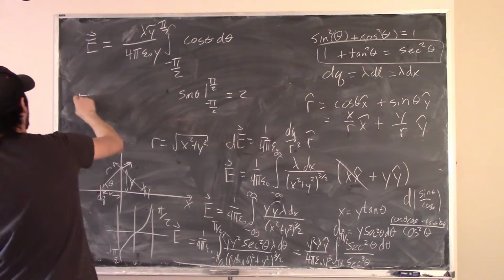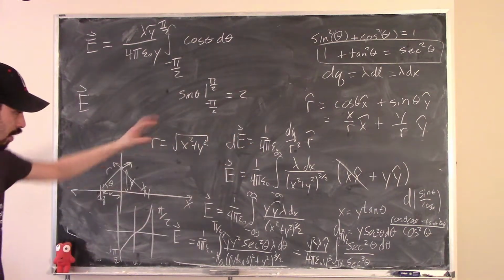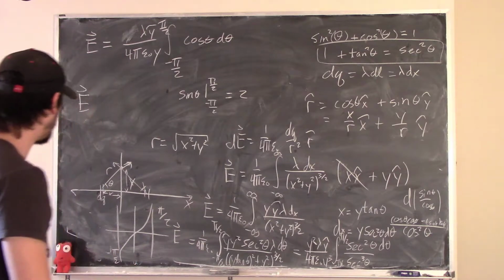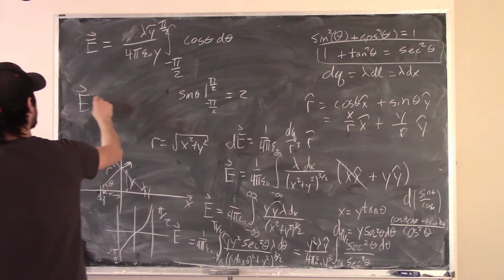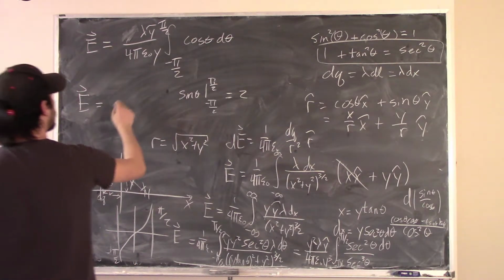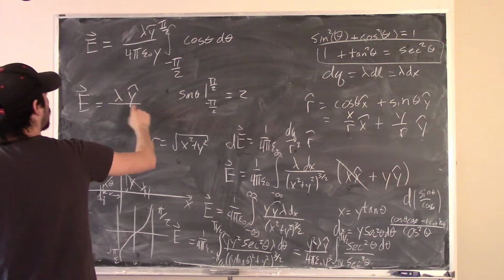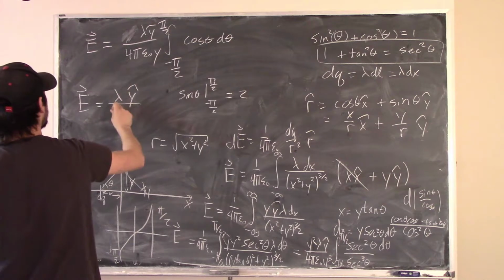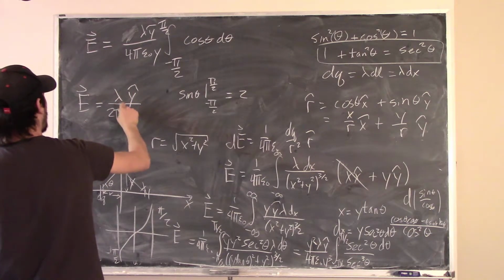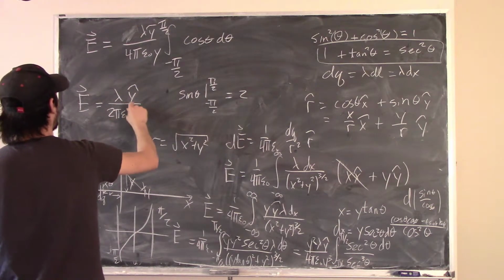And so at the end of the day, after all this trouble and substitution with this calculation, what we end up seeing is that this electric field is going to be lambda y hat divided by, this factor 2 cancels a factor 2 in the denominator, and so this is going to be 2 pi epsilon naught y.